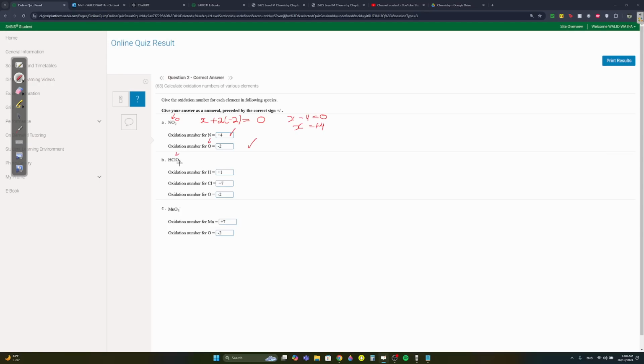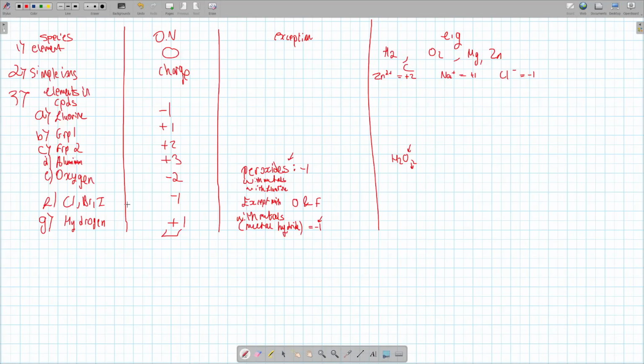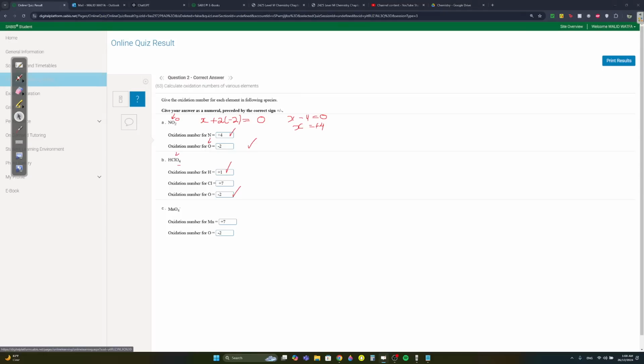We know oxygen is -2. H is +1. And we know that Cl is usually -1 except with oxygen and fluorine. So in this case, we can't say that Cl is -1. We actually have to calculate it because it's with oxygen. How do I calculate it?